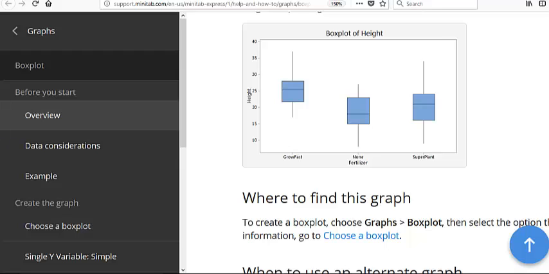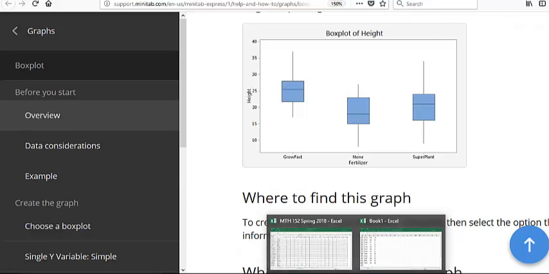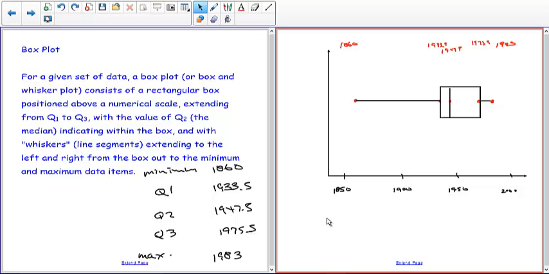But people would use those to compare different things. And they're pretty simple, you know. The actual makeup of a box plot is pretty simple.